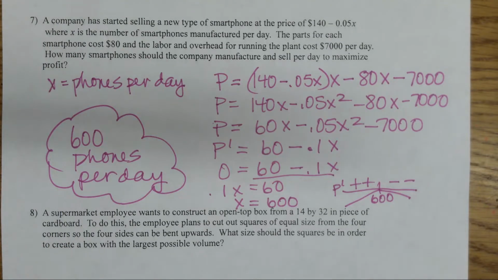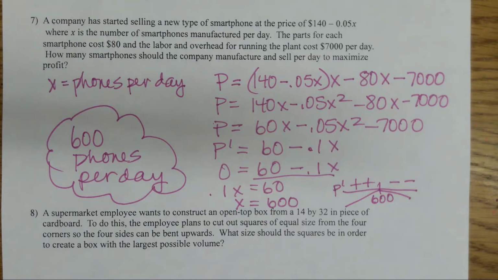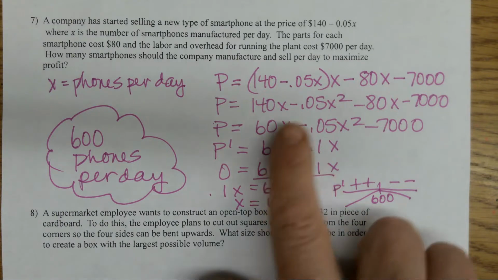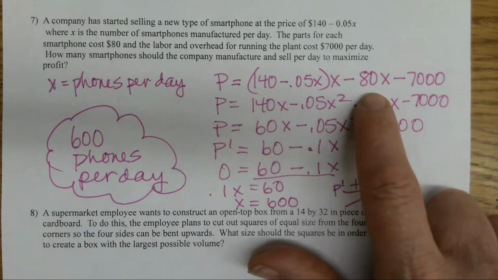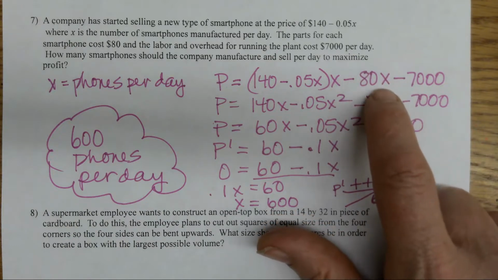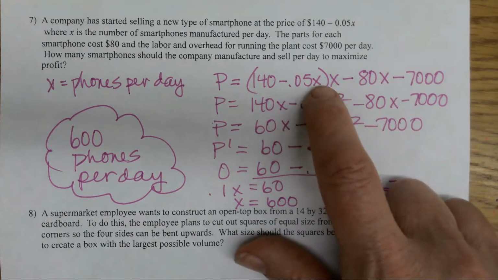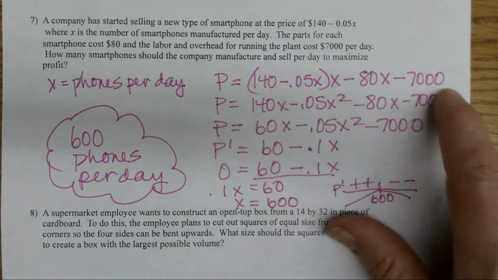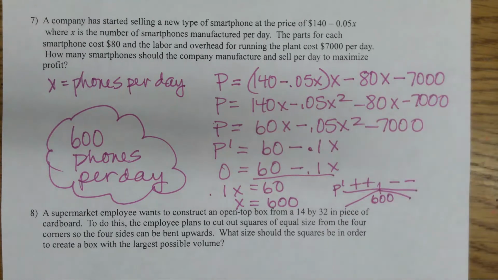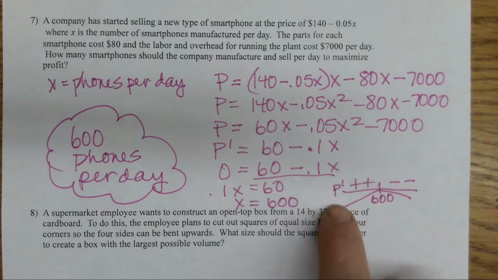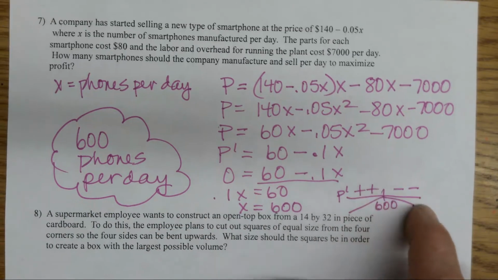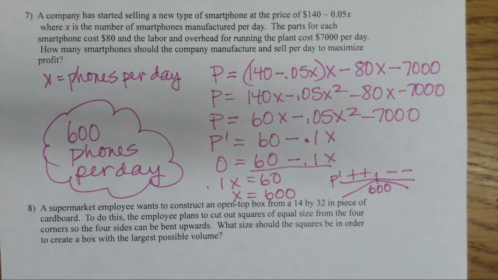All right, I hope that went okay. I ended up getting 600 phones per day. Don't forget that you do have to subtract the fact that it is going to cost $80 per phone, and you have to subtract the $7,000 cost of running your plant a day. And when you work through, it should be 600 as your final phones. 600 comes out to be the place where the function changes directions. It goes from increasing to decreasing.